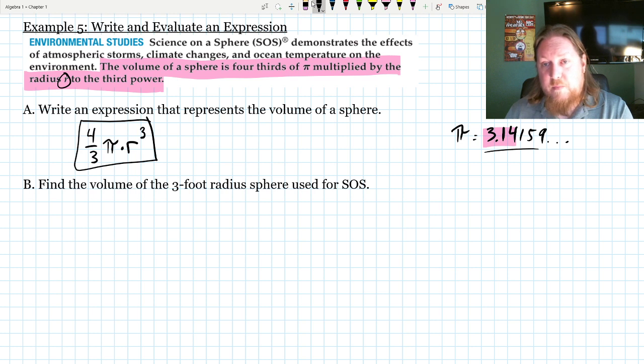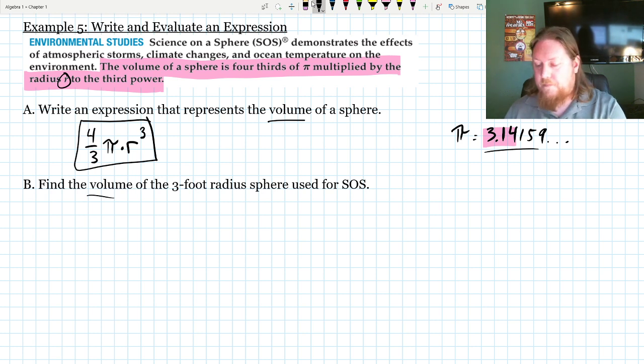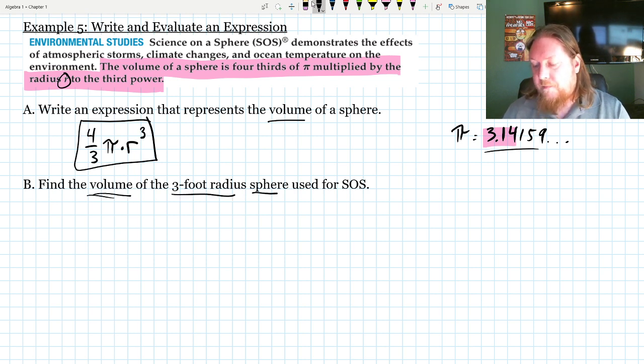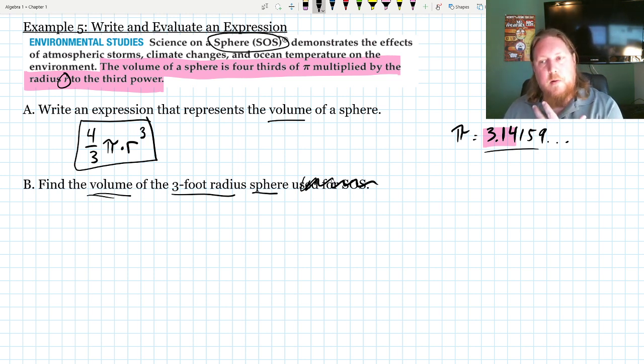Find the volume. So what this expression represents is the volume, right? We're going to find a volume now, which means evaluate it, of a 3-foot radius sphere used for SOS. So they have a model sphere for it, but someone's got to build it, so they've got to figure out how much plastic goes into it and all that kind of stuff. But really, the core of what's going on here is find the volume of a 3-foot radius sphere. This part almost doesn't even matter, right? We don't even care that it's there really. That just connects it back to the context of what we're doing. But the actual process of what we want, evaluate.